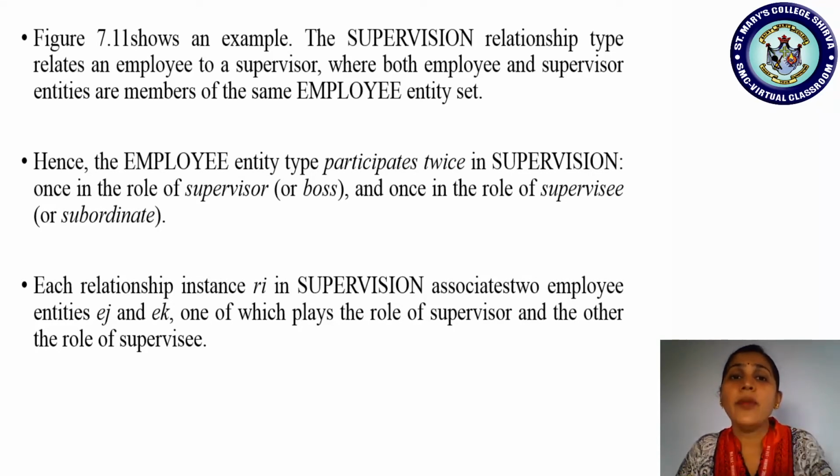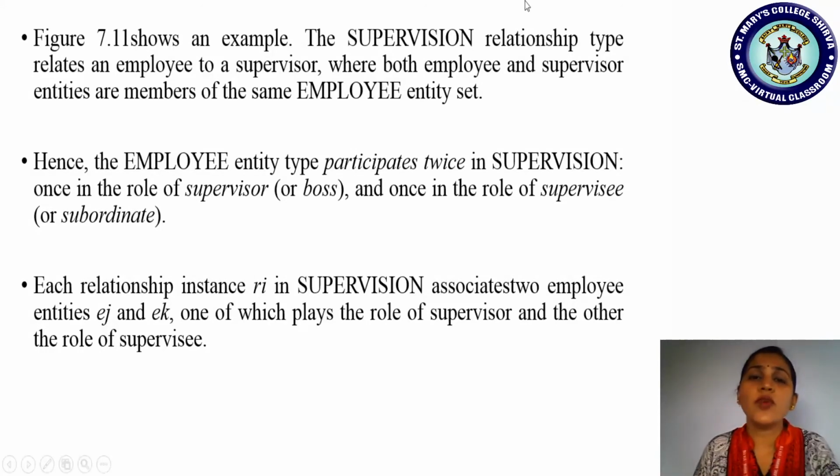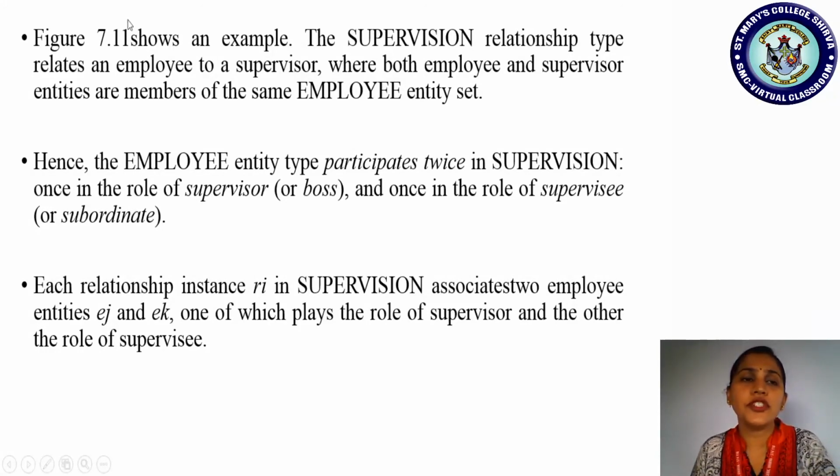So the employee entity, the same entity, is participating more than once in two different roles. Which roles? One as a supervisor and another as a supervisee, the employee. That is what they mean to say. The supervision relationship type relates an employee to a supervisor where both employee and supervisor entities are members of the same employee set. So in the employee entity set, we find employee as well as supervisor.